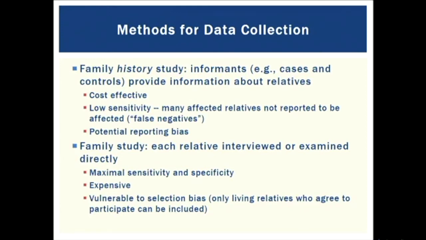This is the most cost-effective approach, but the problem here is that for many disorders, there is a surprisingly high level of underreporting of disease in the family. And so this is low sensitivity. That is, many of the relatives who truly are affected are mistakenly reported to be unaffected. And there are also potential reporting biases with this approach that I'll talk about in a minute.